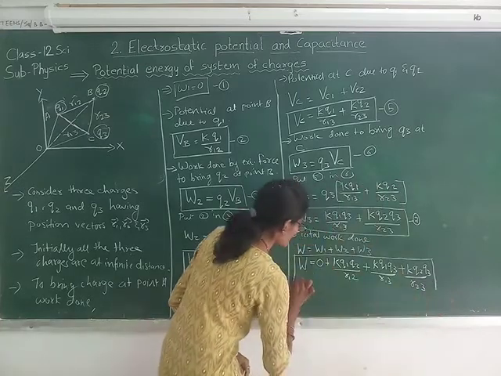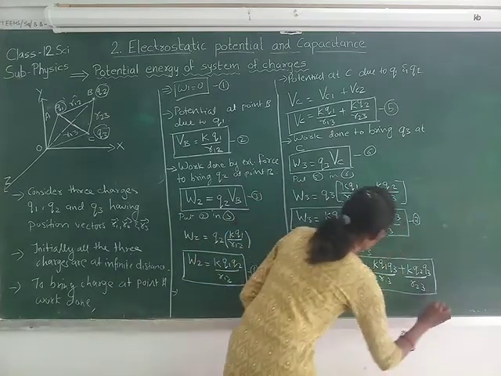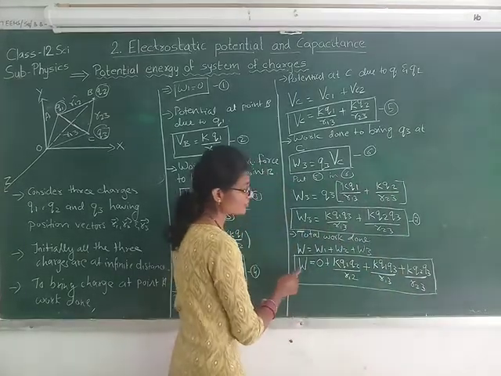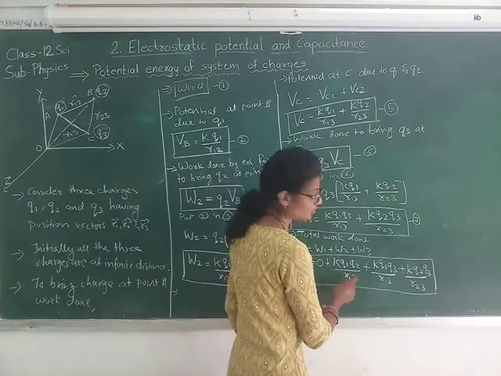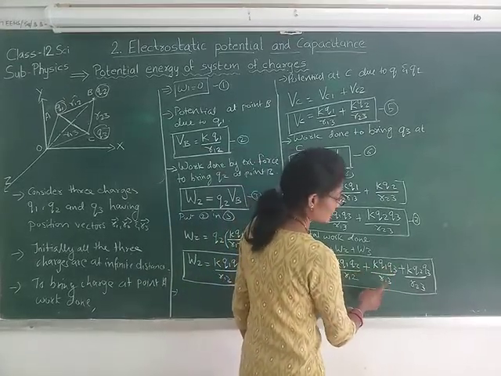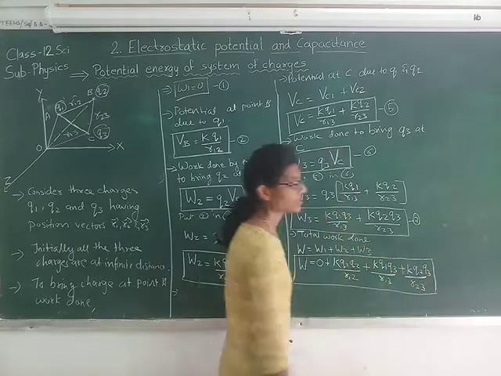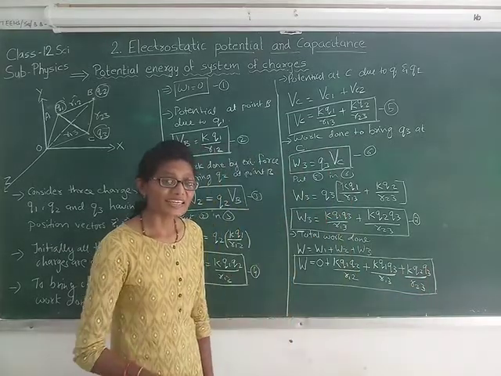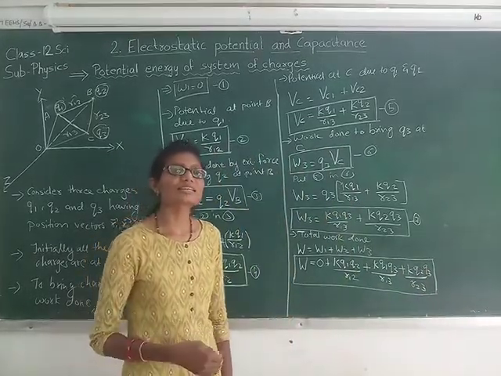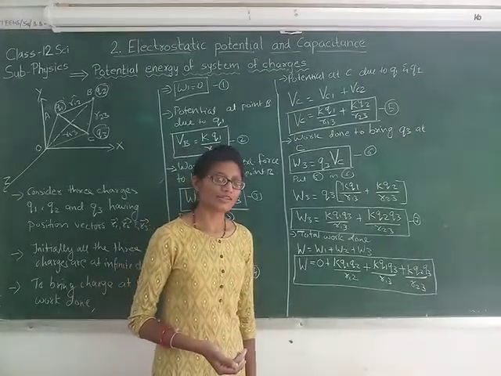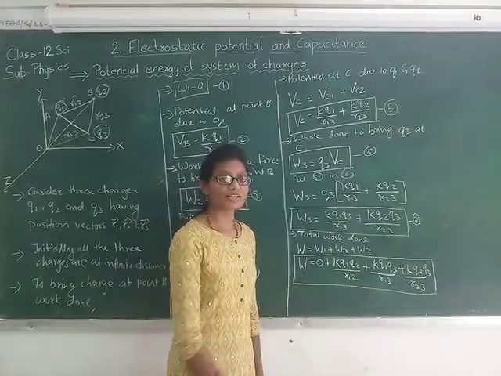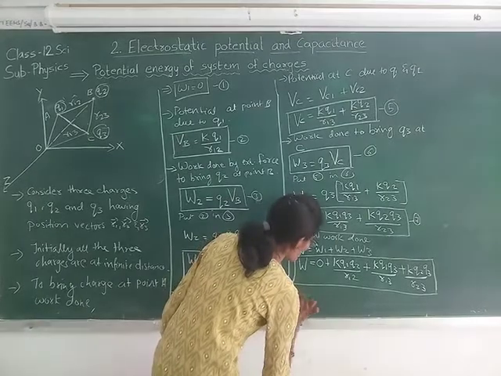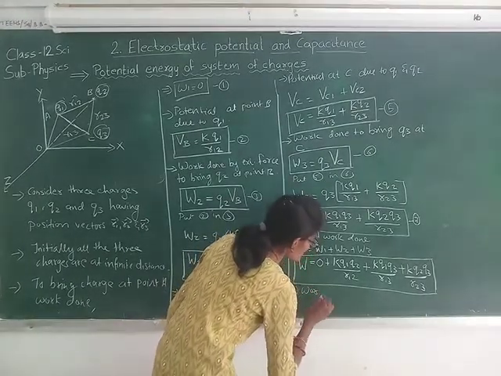So this is the equation where you can neglect the 0. W equals K Q1 Q2 upon R12 plus K Q1 Q3 upon R13 plus K Q2 Q3 upon R23. And this total work done is equal to the potential energy of the system of charges.